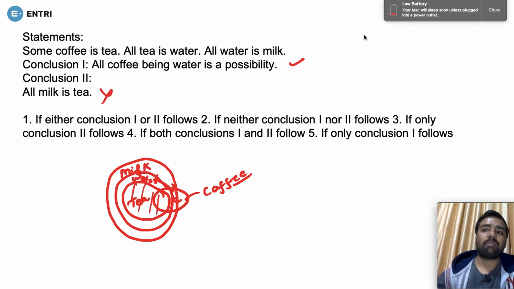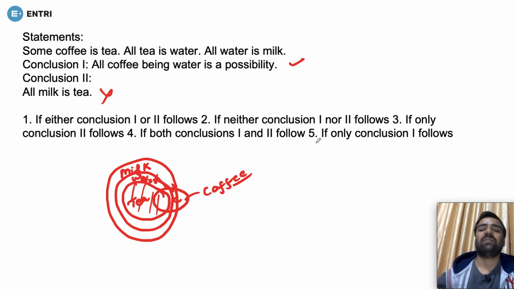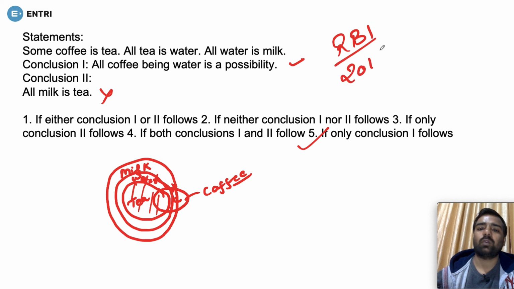Now, apart from this, is there any other conclusion? No. This means that only conclusion 1 is correct, and which option is saying it? Option number 5. They are saying that only conclusion 1 follows, and hence option number 5 would be correct. And this was the RBI Grade B examination of 2016.